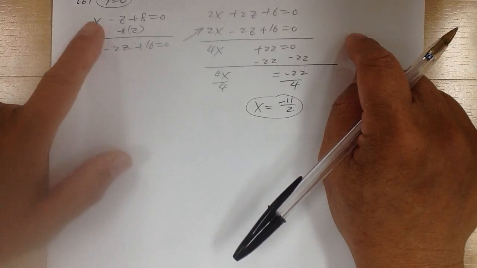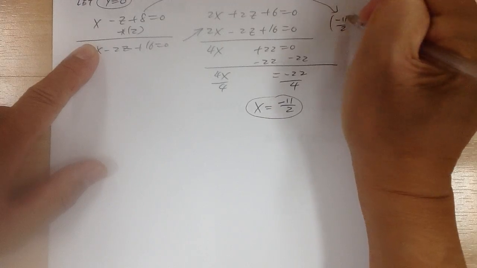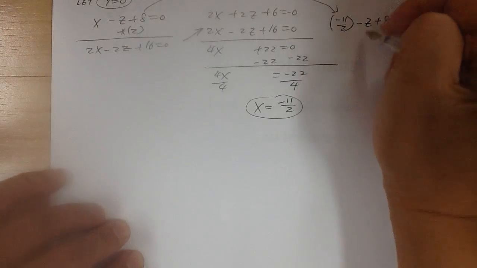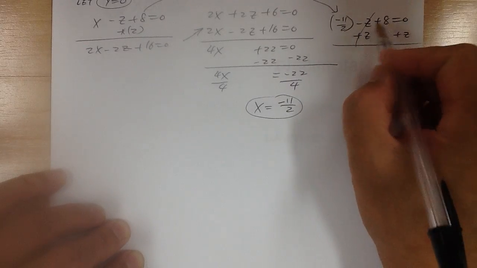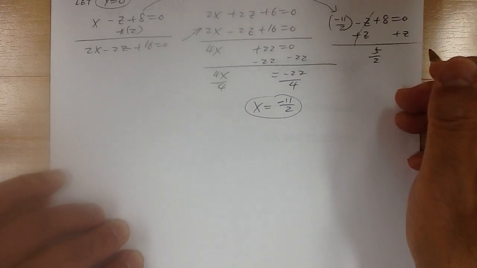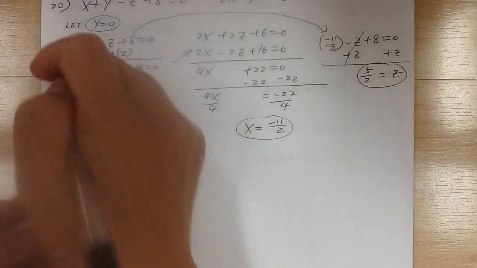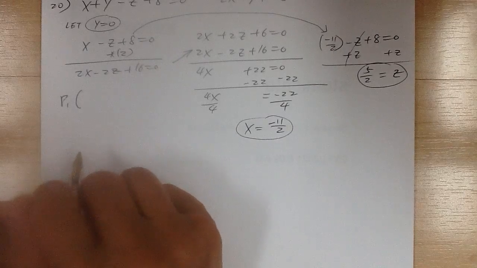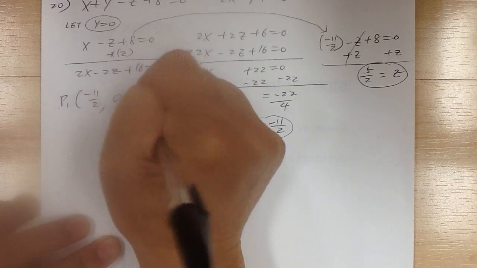To look for z, I'm going to use this equation over here. So I get negative 11 over 2, that's the x, minus the z, plus the 8 equal to 0. I'm going to add z on both sides to move the z over to the other side. When I add this together, I get 5 over 2. Again, you can use a calculator to do the simple math. So this will equal z. So my P1, my first point I find from these two equations, would be negative 11 over 2, 0, 5 over 2.